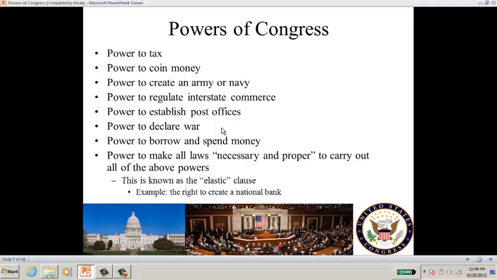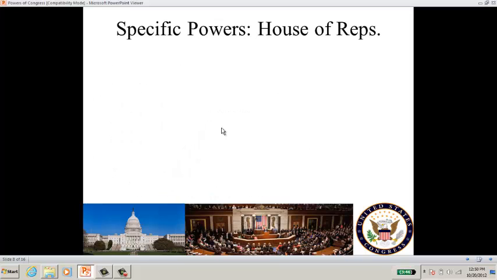So those are the powers of Congress. Now, when we say powers of Congress, we mean both houses of Congress. Now let's look specifically at what specific powers are given to each of the 2 houses. So let's start with the House of Representatives. The House of Representatives has the power to impeach the president or a federal judge.